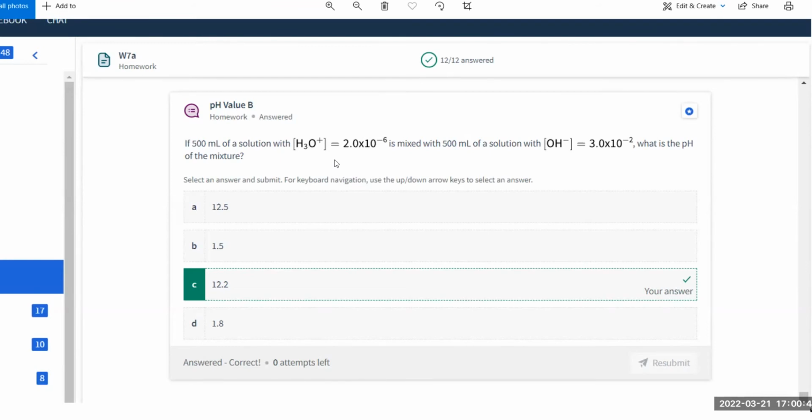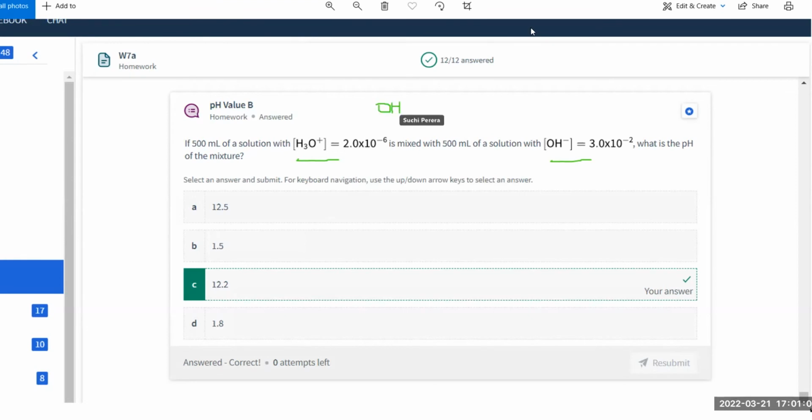So you are adding more OH minus to H3O plus, right? Some of these OH minus will react with H3O plus, but at the end of the day, we're going to have an excess of OH minus.